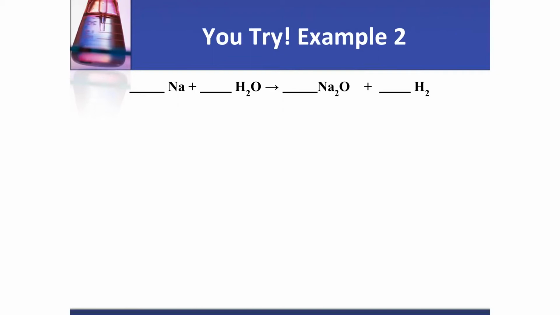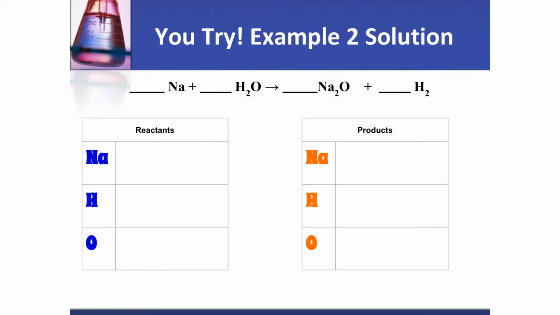Here's an example I want you to try on your own and type your answer into the Edpuzzle answer box when you are finished. Remember, you can pause it. You can rewind to go back through the notes in the previous parts of the video. In this example, we have sodium and water react to form sodium oxide and hydrogen. So I'm going to count my atoms. I have 1 sodium, 2 hydrogens, and 1 oxygen. On my product side, I have 2 sodiums, 2 hydrogens, and 1 oxygen.